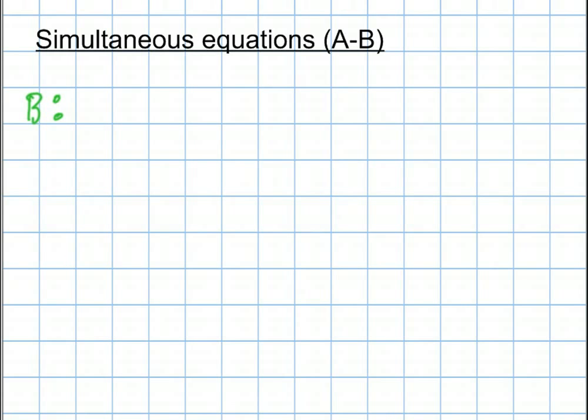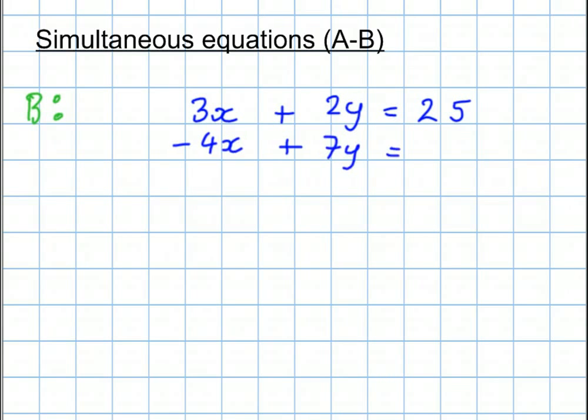Here we go. We have our first equation, 3x plus 2y equals 25, and minus 4x plus 7y equals minus 14. Now, label them equation 1 and equation 2. And here's our game plan. We want to get rid of one of the variables, one of the letters.